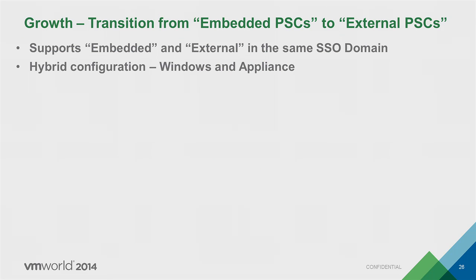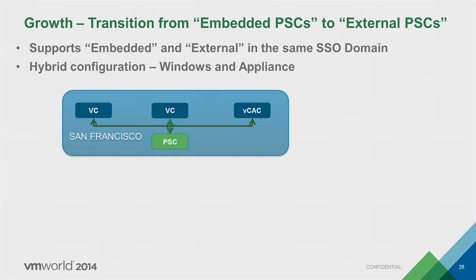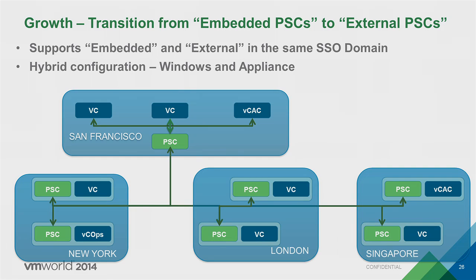How do I get from one to the other? We don't want it where you get to number 8, you're all embedded, and all of a sudden you need to add the 9th, and then, oh my God, I have to convert everything to external. So there will be a way to transition from one to the other. Basically, while you have some of your product instances with an embedded platform services controller, you can add additional product instances with external platform services controllers. And those embedded and external platform services controllers will be in the same SSO domain.